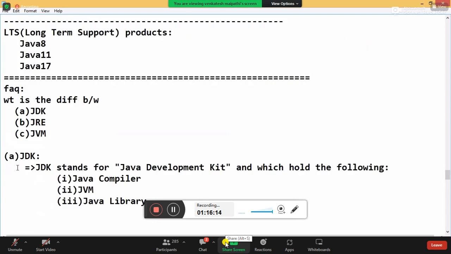Finally, what is JDK now? JDK stands for what? Java Development Kit. How many internal components does JDK provide? Three. What are they? Java compiler, JVM, and Java library. These three I will train. When the course starts, I'll train everything, and whatever doubts you have, you can ask.